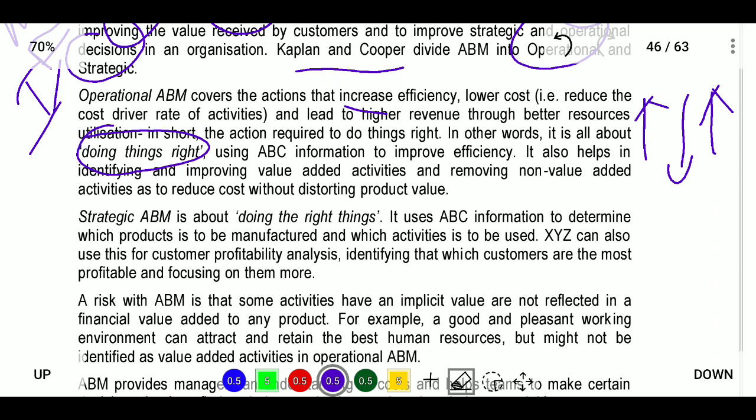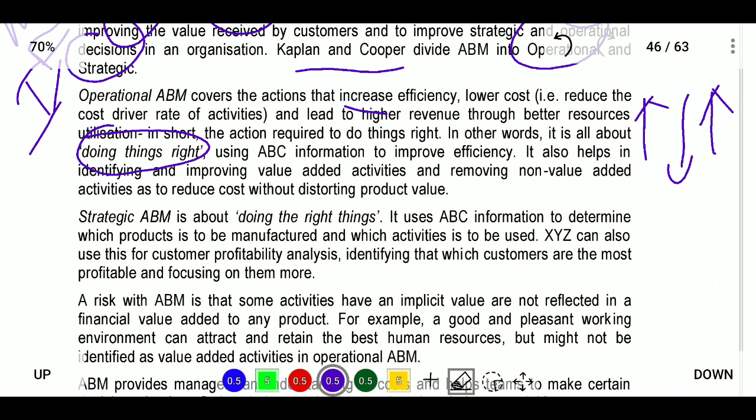When strategy comes, it is doing the right things. Strategy means doing the right things. You must do the right things only. You cannot deviate. That is strategic. And operational means doing things in the right way. For example, if you are studying, you should study in the right way. You should write in the right way. And for studying, you should take the right things, that is taking the proper classes and taking the right notes and taking that information. So using ABC information for ABM, we can use the ABC information.